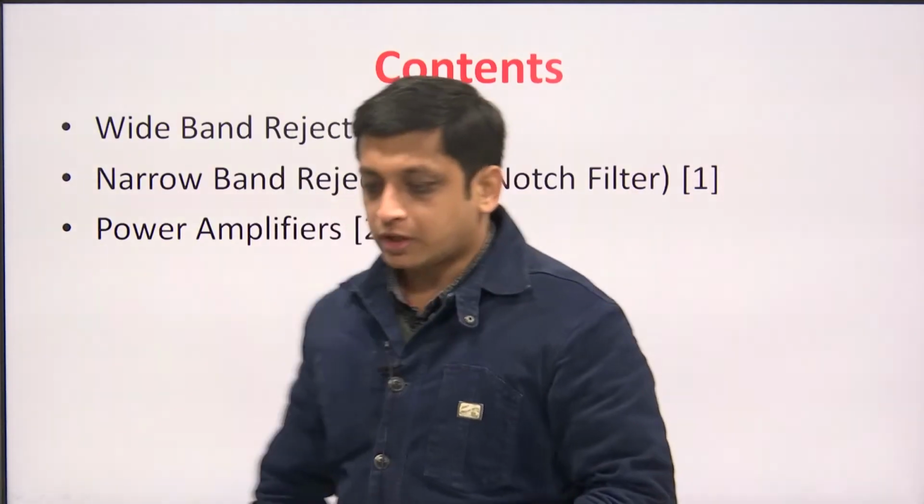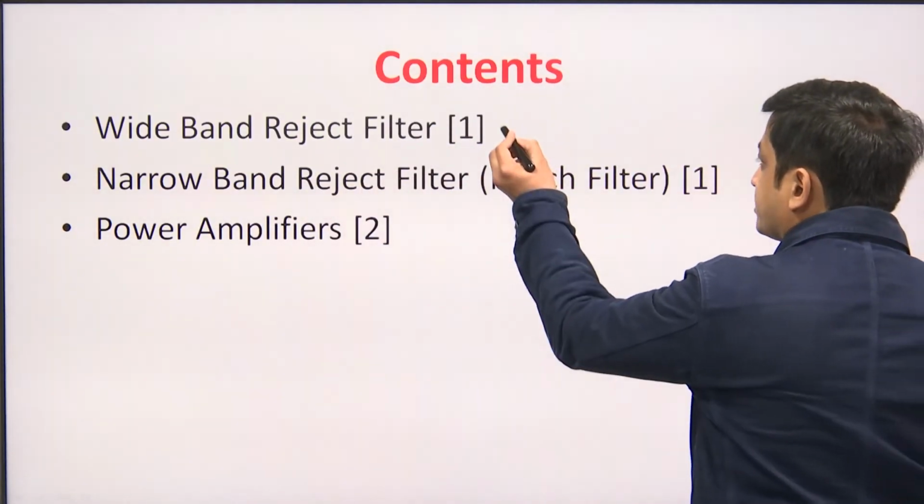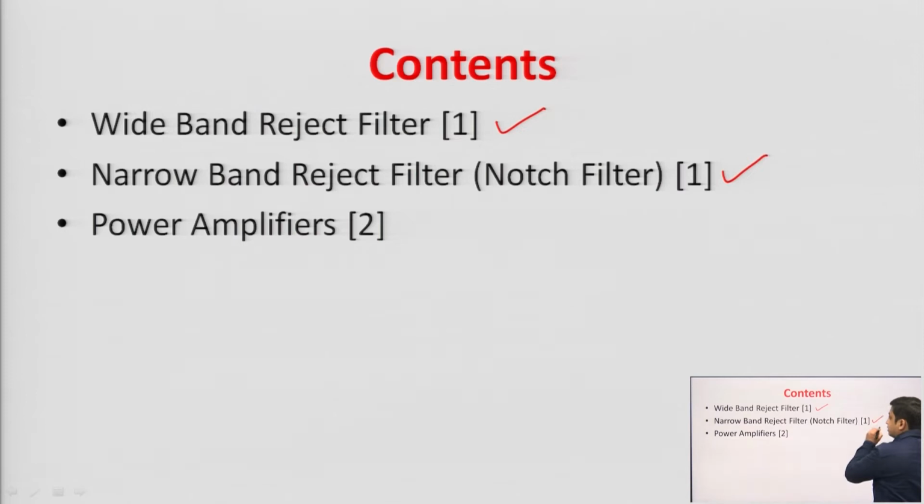This is lecture 31 of the subject analog circuits. In this class, I am going to discuss active band reject filter and introduction to power amplifiers. So, the contents are wide band reject filter, narrow band reject filter and power amplifiers.